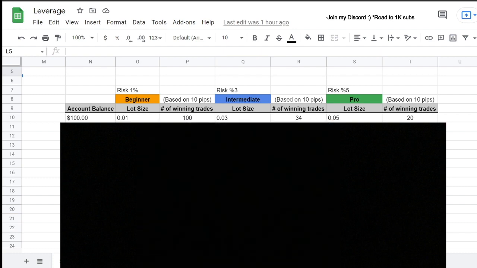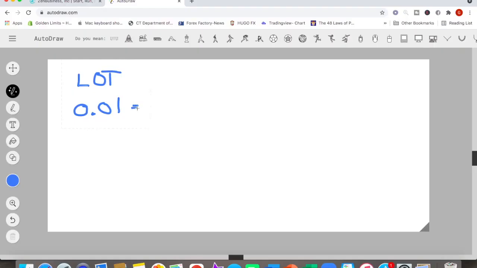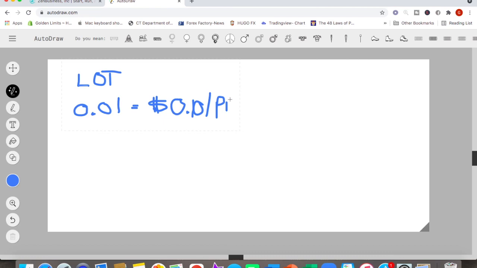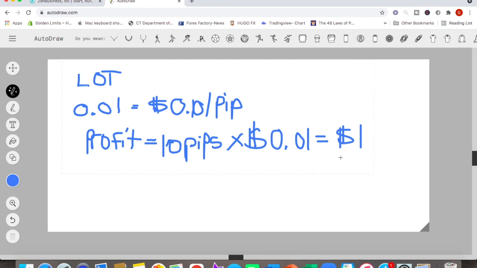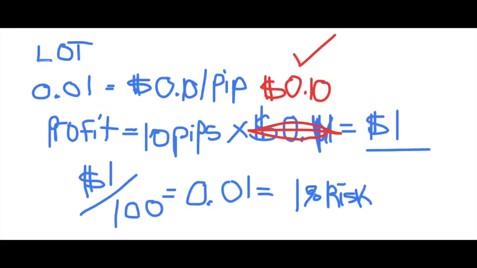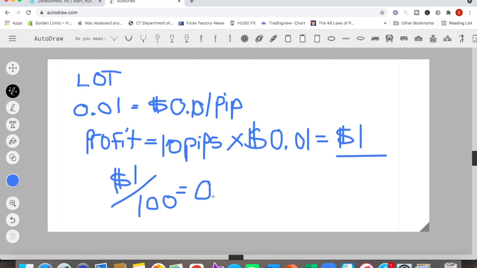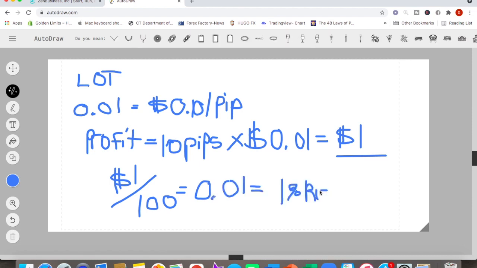If you have an account balance of $100 and you use the lowest lot size, which is 0.01, you're getting 10 cents per pip. And if you're getting 10 cents per pip, 10 times 10 pips equals $1. Whoa, my fault. I just realized I put 1 cent instead of 10 cents, so let me cross this out and fix it. That should say 10 cents. And $1 is 1% of 100, correct?